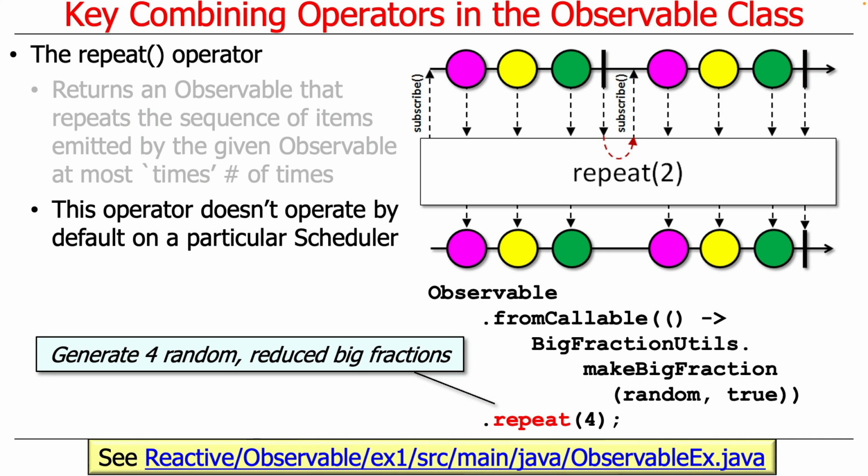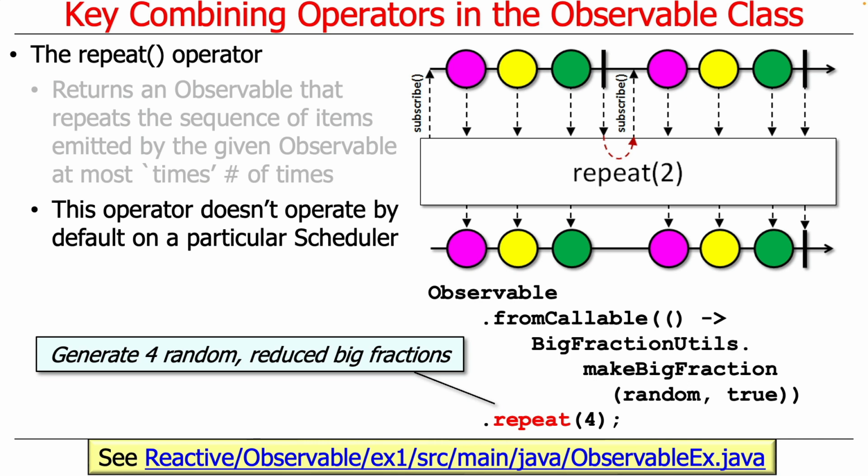This operator does not operate by default on a particular scheduler. It works on whatever scheduler is currently in effect. So here's an example, this is kind of interesting, check this out. We're going to use the fromCallable operator. If you recall, that's lazy. And fromCallable is going to go ahead and call this makeBigFraction factory method, which will generate a big fraction randomly every time it's called. And we're going to say, take this observable and repeat it this number of times.